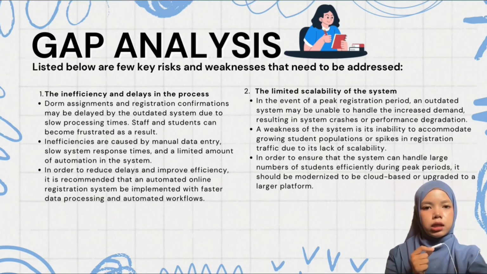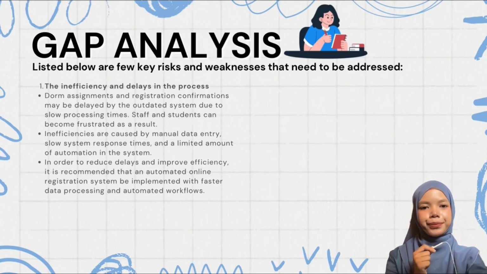The second one is the limited scalability of the system. In the event of a peak registration period, an outdated system may be unable to handle the increased demand, resulting in system crashes or performance degradation. A weakness of the system is its inability to accommodate a growing student population or spikes in registration traffic due to its lack of scalability. In order to ensure that the system can handle large numbers of students efficiently during peak periods, it should be modernized to be cloud-based or upgraded to a larger platform.